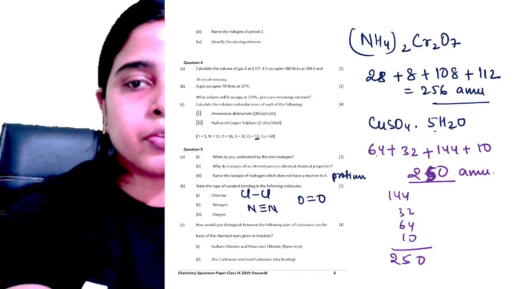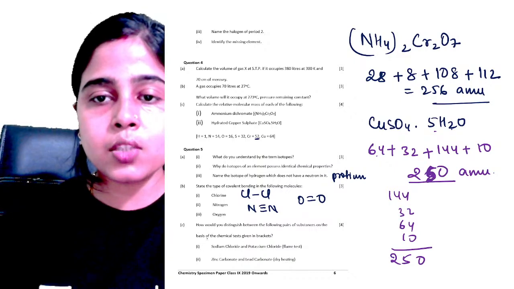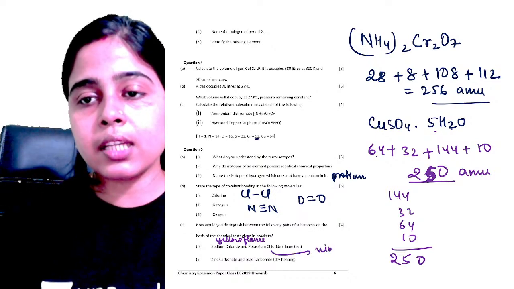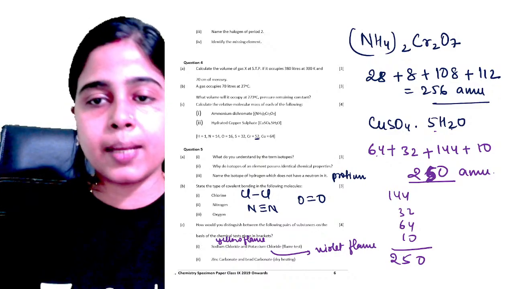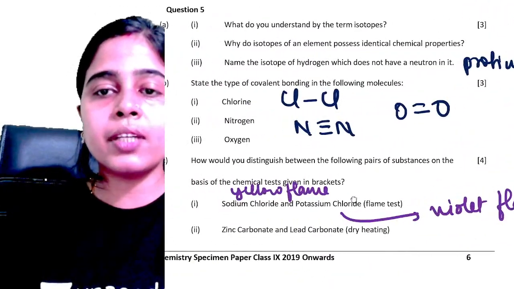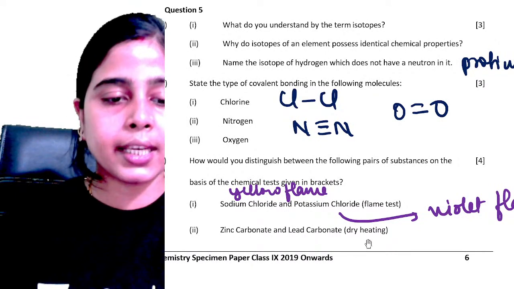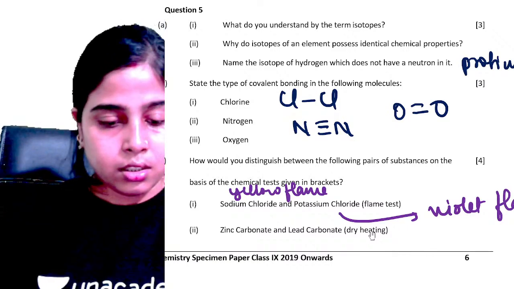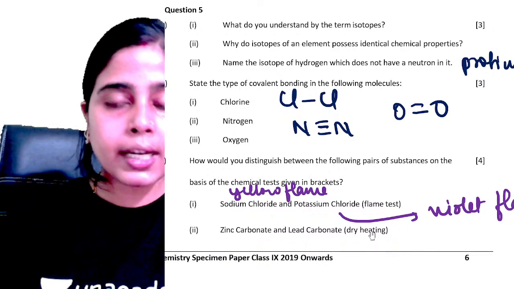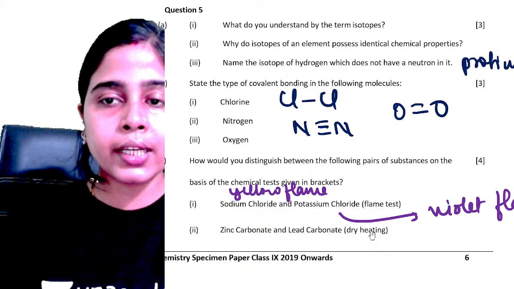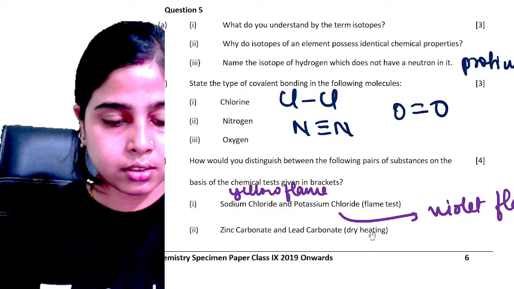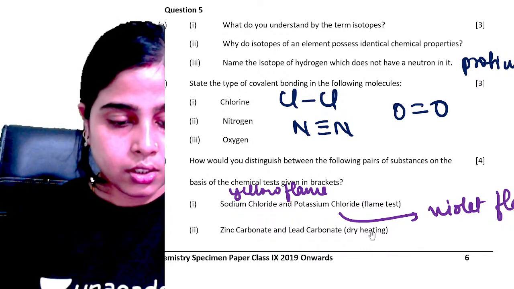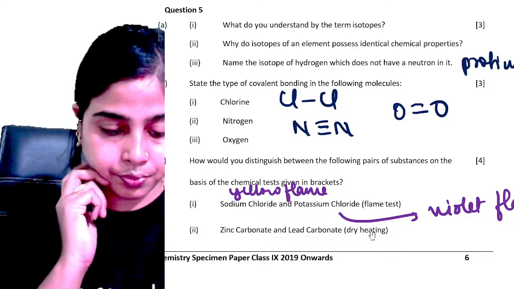Okay, so let me write the answer for you. Sodium chloride burns with a yellow flame and potassium chloride will burn with a violet flame, or you can write it as lilac flame also. Now you have to differentiate between zinc carbonate and lead carbonate by dry heating. So tell me fast, what happens when you heat zinc carbonate and lead carbonate, dry heating? Try to answer it.